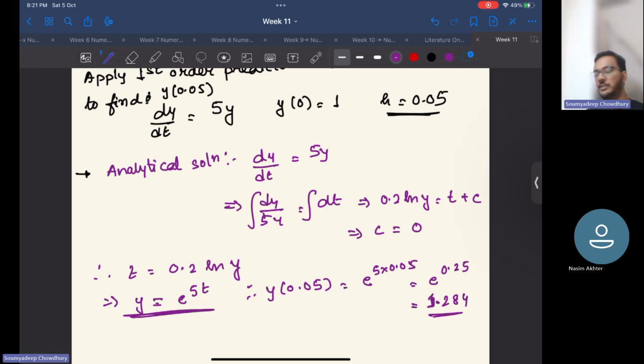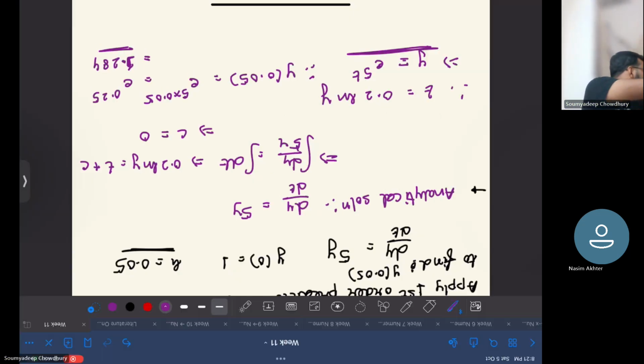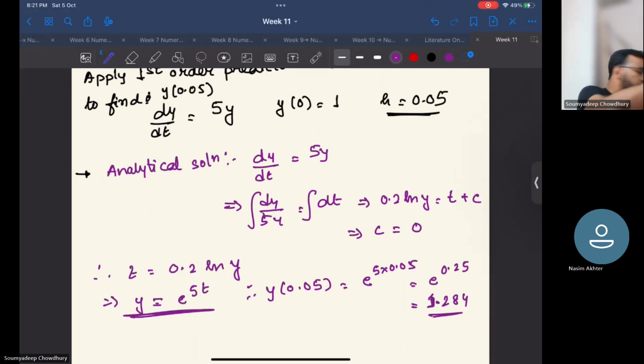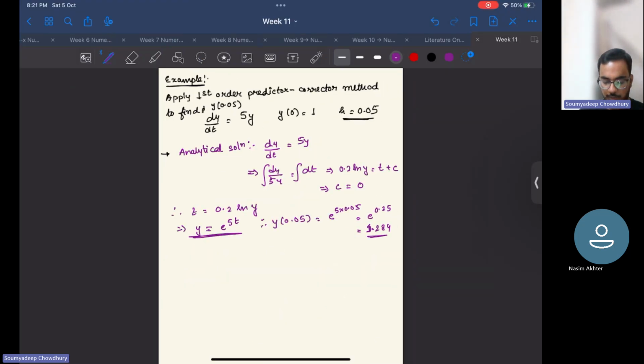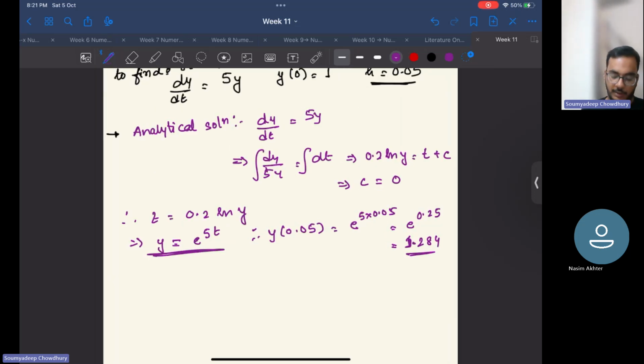So this is my exact solution, 1.2840. Just a second. So my exact solution here is 1.2840, right? Now we'll try to see how we can solve it using our predictor corrector method.